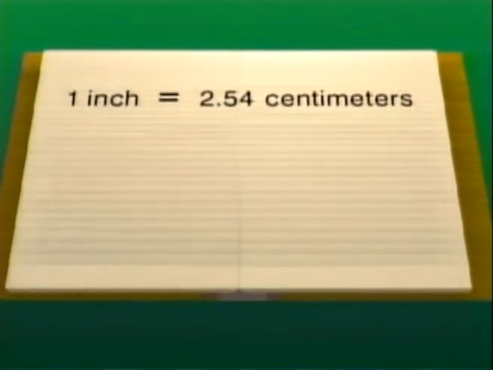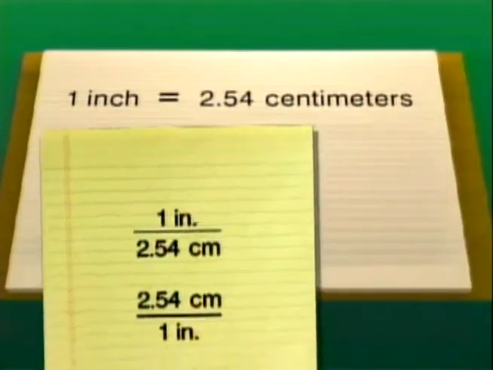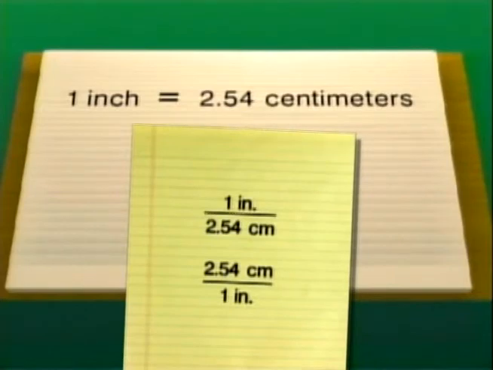To convert between the two systems, we'll use a new equivalence. It has 1 unit from the U.S. system and 1 unit from the metric system. The equivalence is 1 inch equals 2.54 centimeters. From this equivalence, we can write 2 unit conversion factors. 1 inch over 2.54 centimeters and 2.54 centimeters over 1 inch. We call these fractions transition factors. It's important to learn them. We'll use one of these transition factors any time we want to make the transition from one system of measurement to the other.